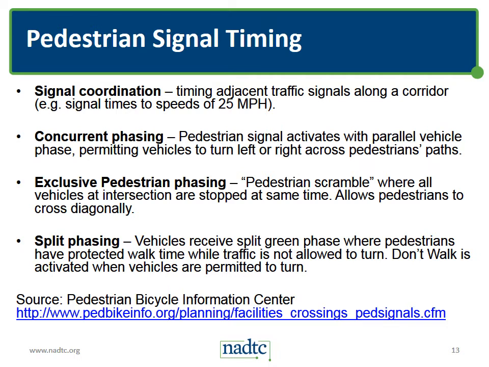Concurrent phasing is when a pedestrian signal activates with a parallel vehicle phase, and this permits vehicles to turn left or right across pedestrian paths. Exclusive pedestrian phasing coincides with a pedestrian scramble like we discussed earlier, and this allows pedestrians to cross diagonally. Split phasing is when vehicles have a split green phase and pedestrians have a short protected period when vehicles are not allowed to turn.